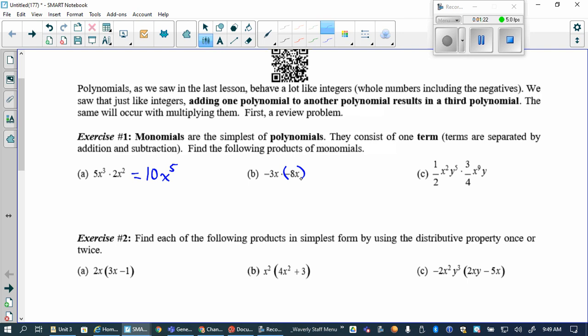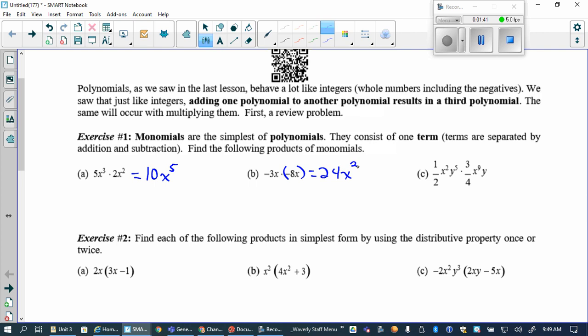So anyway, let's multiply these. Negative times a negative. All right. So positive what? 24. X times x. X to the first times x to the first, right? X squared. Okay?